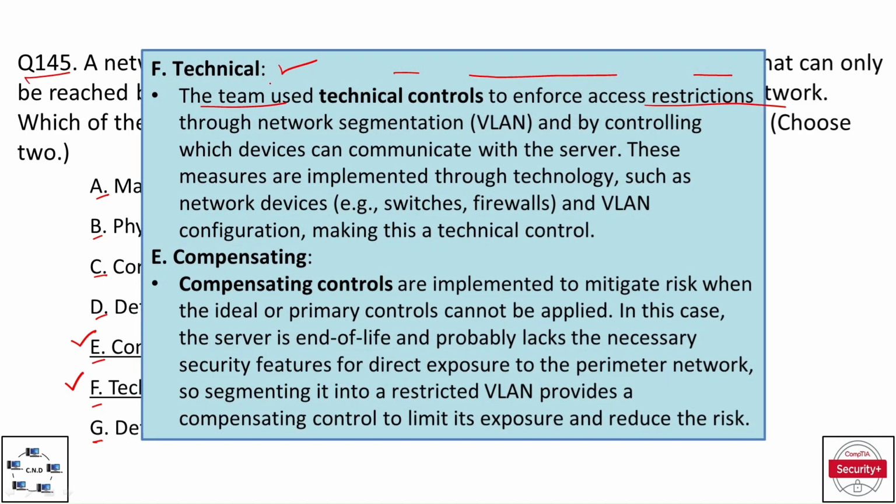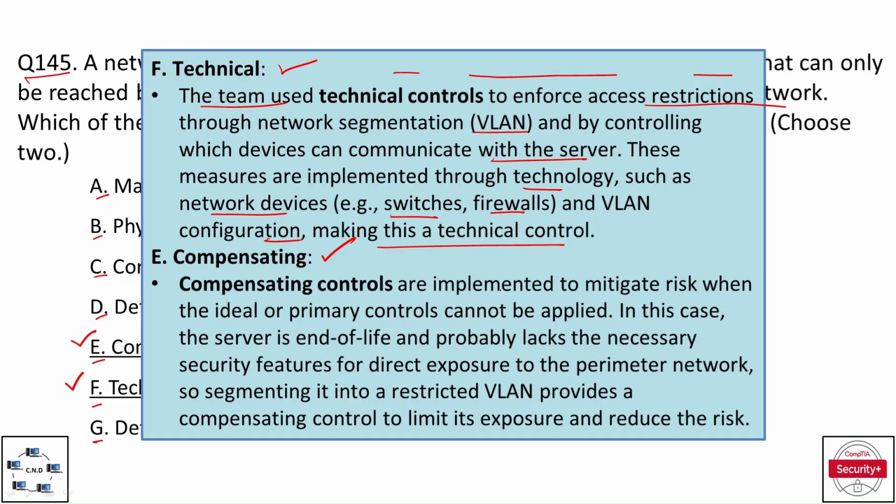So, the team used technical controls to enforce access restrictions through network segmentation, that is VLAN, and by controlling which devices can communicate with the server. These measures are implemented through technologies such as network devices, for example, switches and firewalls, and VLAN configuration, making this a technical control.